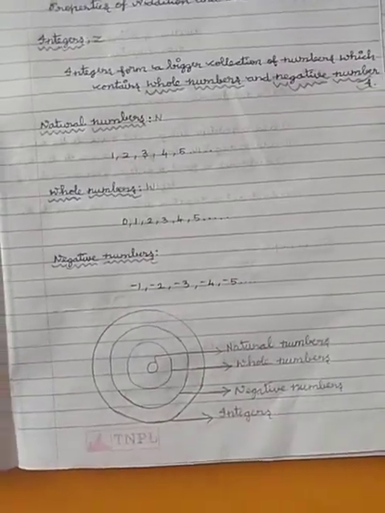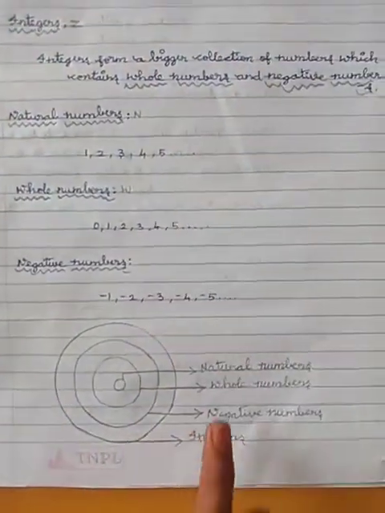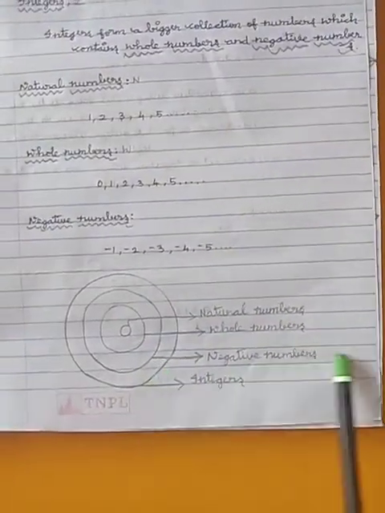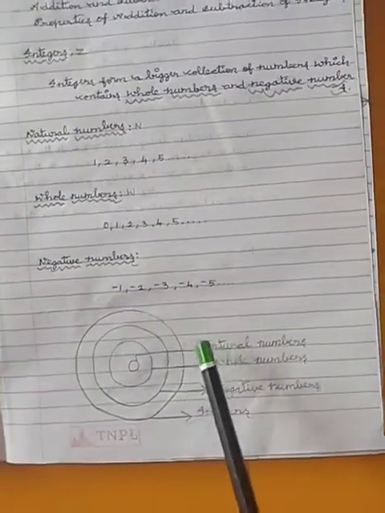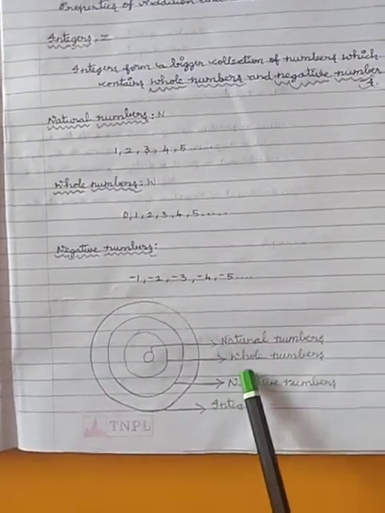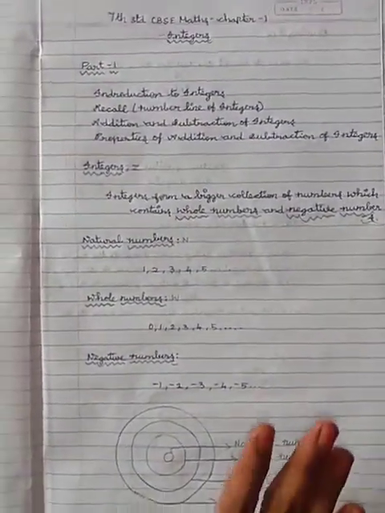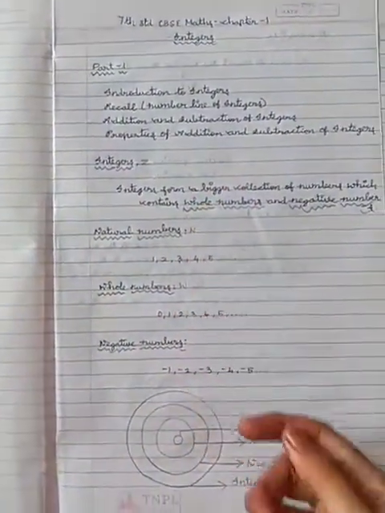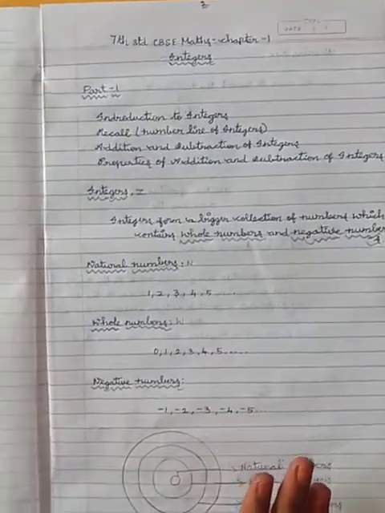So this is a rough diagram showing the clear concept about these things. This small circle represents natural numbers, then whole numbers, negative numbers, and integers. Whole numbers include natural numbers plus 0. Then the combination of whole numbers and negative numbers is integers. This is a revising part, because we have already learned this in 6th standard, where chapter 1 is integers. So all these topics are revision only.